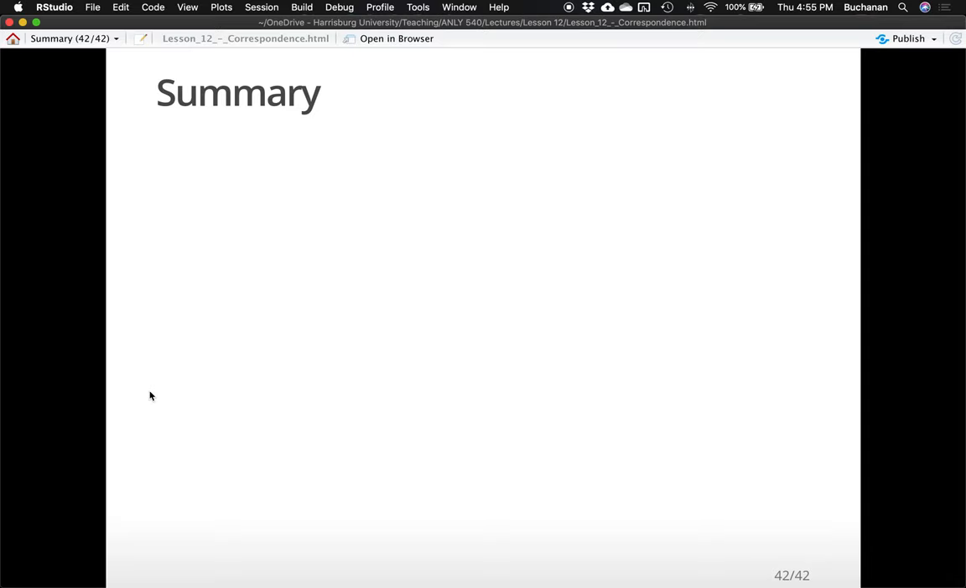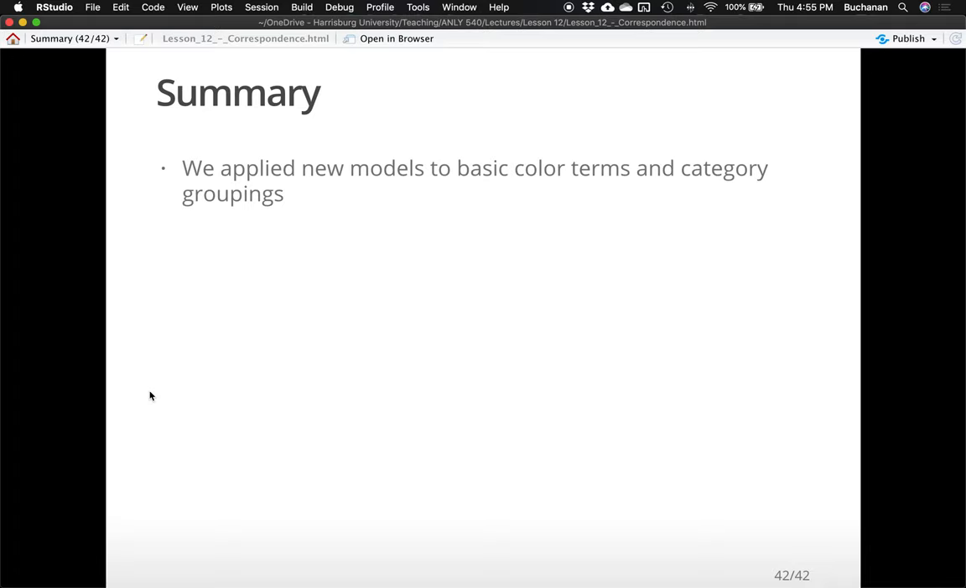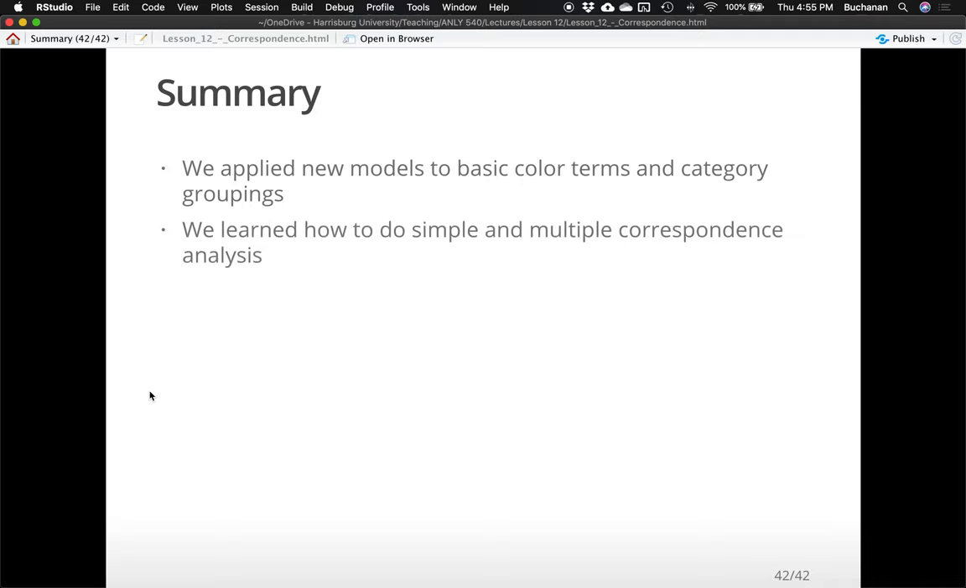And so, in summary of everything today, we looked at a new model applied to those basic color terms and category groupings. We talked a lot about chi-square and how that's calculated, and looked at simple correspondence analysis, which is kind of a version of chi-square. We learned how to do both simple and multiple correspondence analysis. Multiple correspondence analysis, I would say, is a little bit more similar to multidimensional scaling, but it's still frequencies. So chi-square on speed, if you will.